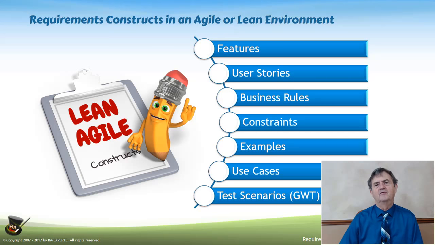Expressing the requirements in the form of given, when, then statements gives the developers a level of detail they could never get out of a requirement statement that says, oh, this is what the end user wants. Now, these are the kinds of things that we're dealing with when we're talking about the Agile world: features, user stories, business rules, constraints, examples, use cases, and test scenarios. They're all legitimate forms of expressing requirements, or passing for requirements, because they define what the business community wants the application to do.